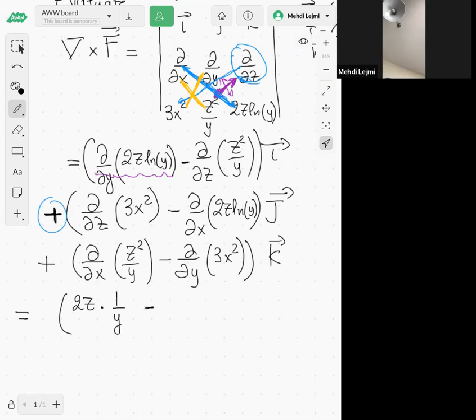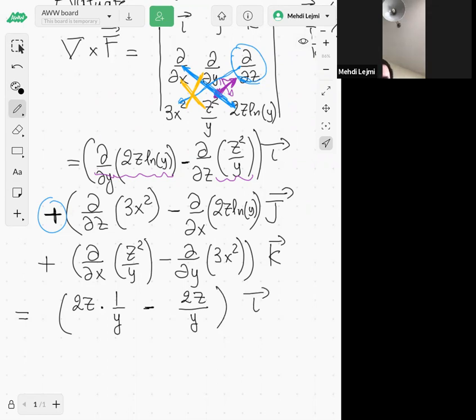Minus, and then the second term here, it's the derivative with respect to z, so we consider y as a constant. So y is in the denominator, but it doesn't matter, it's just constant, so we don't worry about the y. So we have to derive the z squared. The derivative of z squared, of course, is just 2z. So it's going to be 2z in the top minus 2z in the top, and as I said, y is a constant, so I'm going to have this y here in the denominator. Okay, so this is times the vector i.